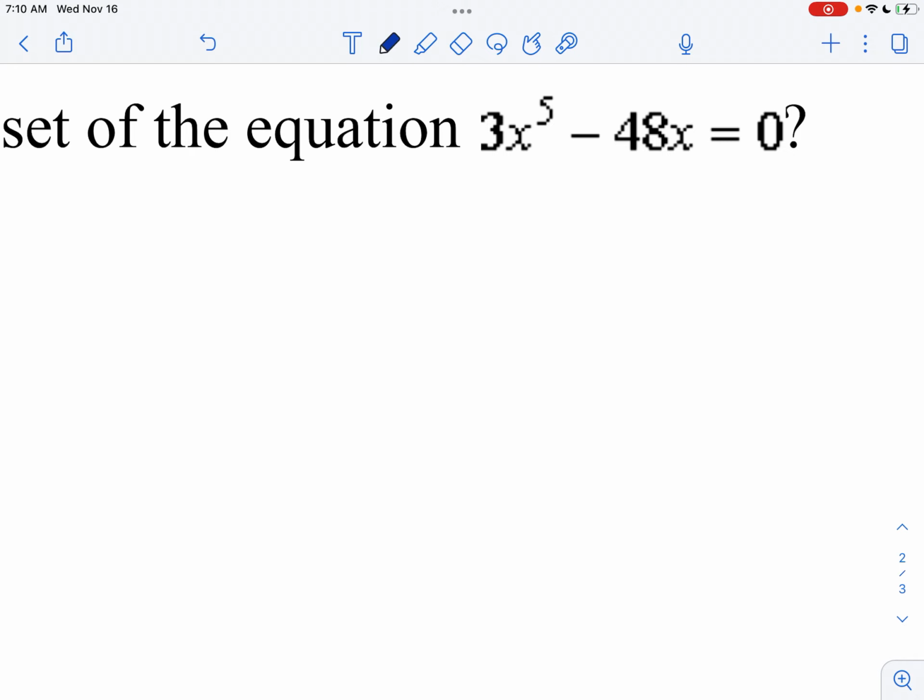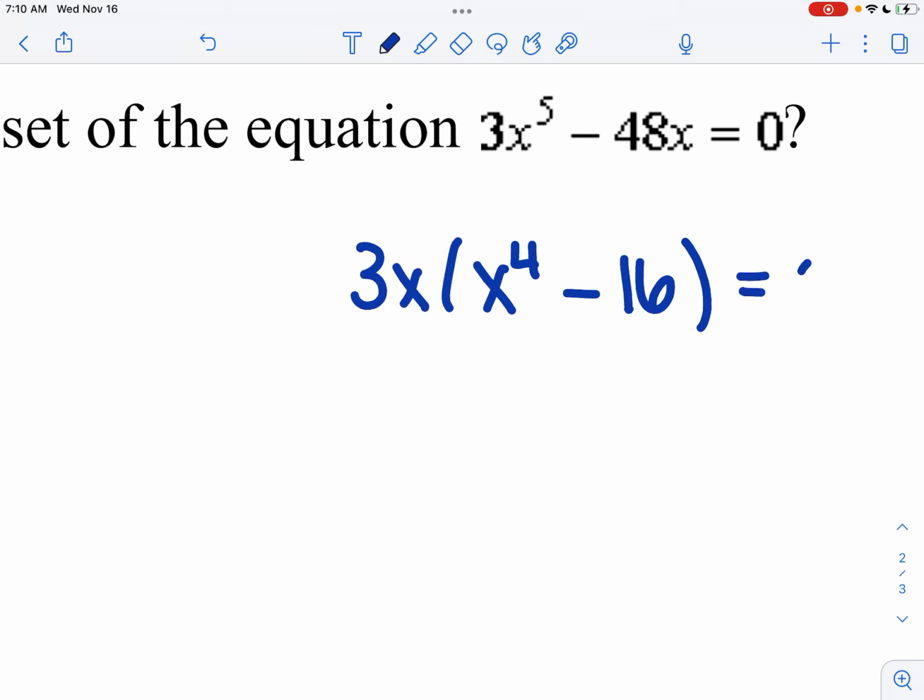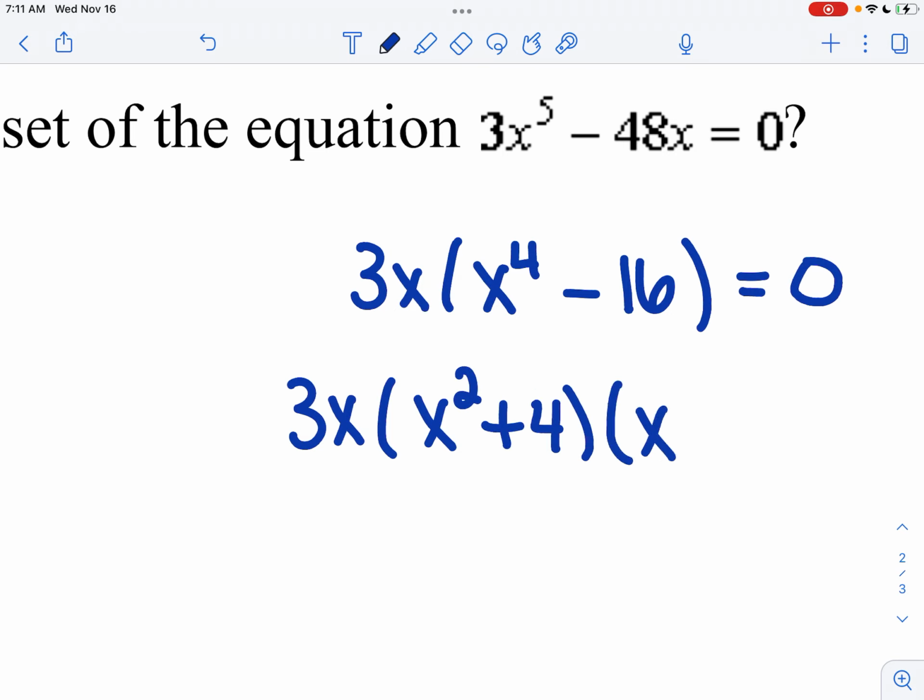So it's already in standard form. I can see, though, that I do have a greatest common factor here. So my greatest common factor is 3x, so I'm going to factor that out. I'm going to get x to the 4th minus 48 divided by 3 would be 16, and then the x is also being factored out. Looking at x to the 4th minus 16, that's the difference of perfect squares. So I'm going to break that down into x squared plus 4 and x squared minus 4.